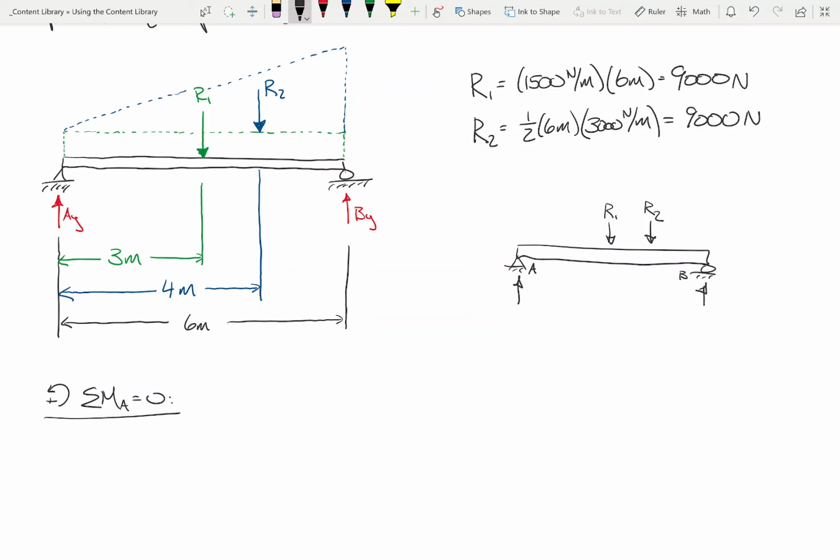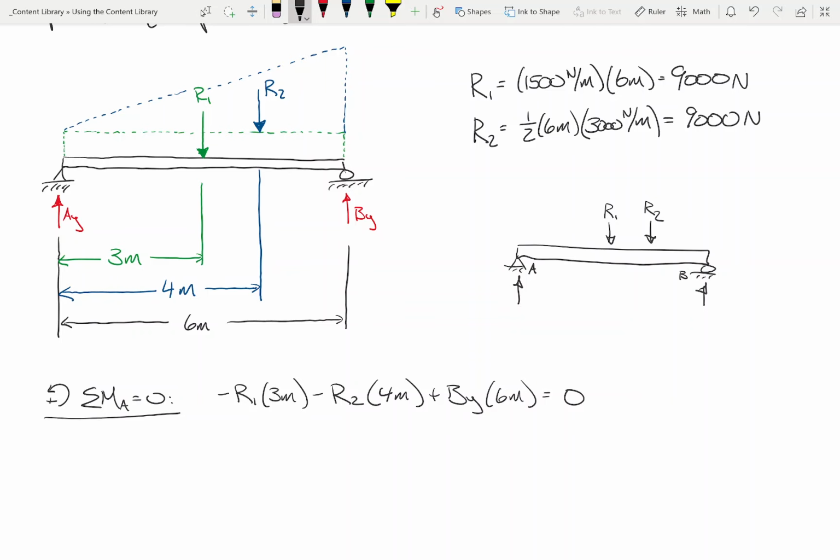What do we have? R1 times 3 meters. Is that positive or negative? If I'm at A, negative, right? So R1 times 3 meters, negative. Maybe minus R2, 4 meters, right? Plus 6 meters times By equals 0, right?